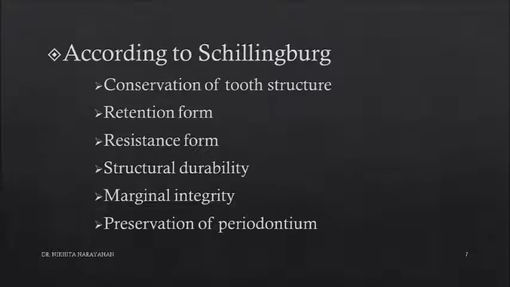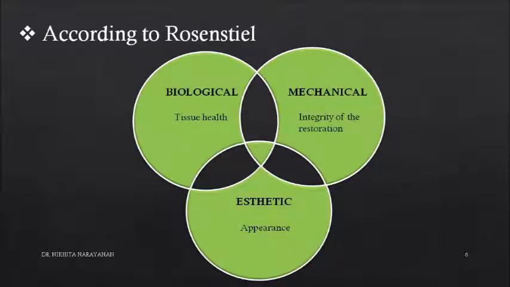So according to Schillingberg, the principles of tooth preparation are conservation of tooth structure, retention form, resistance form, structural durability, marginal integrity and preservation of periodontium. Rosenstiel has categorized these principles into biological principles, mechanical principles and aesthetic principles. So as the name suggests, biological principles are the factors that affect the tissue health. Mechanical principles are the ones that affect the retention, resistance and integrity of the restoration. Aesthetic principles are the ones that affect the appearance.